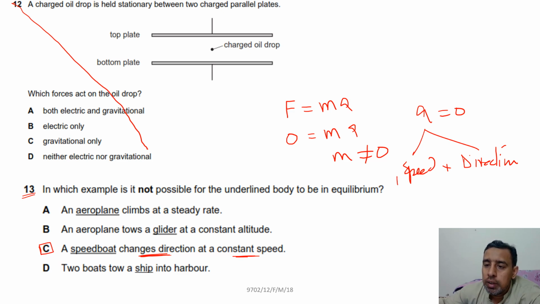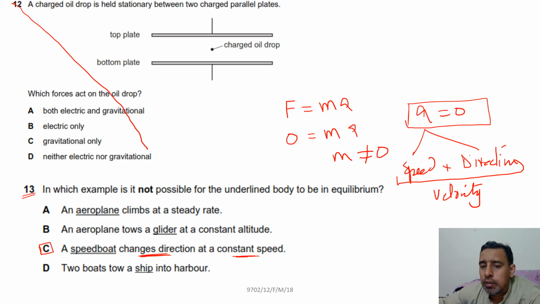So the velocity is constant only if its speed and direction are constant. If velocity is changing, then the acceleration will never be 0. And if acceleration is not 0, the resultant force is not 0. If the resultant force is not 0, the body is not in equilibrium. So in all these examples, it is not possible for the speedboat to change its direction at constant speed and still be in equilibrium.